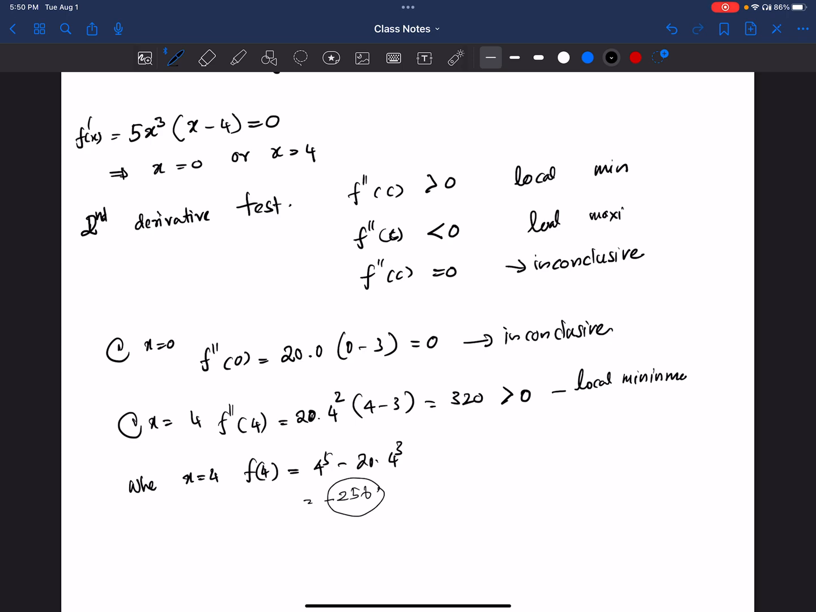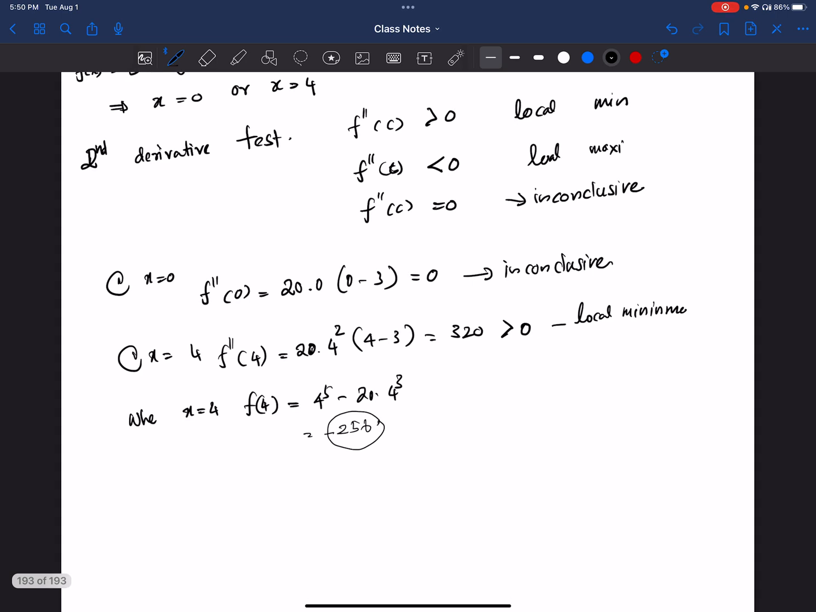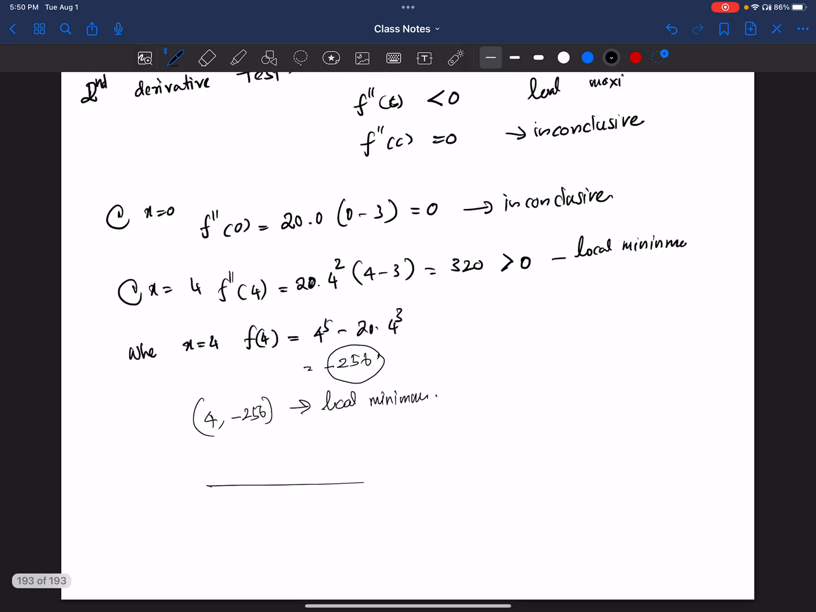That's the value. So we have the point (4, negative 256) is a local minimum. And at x equals 0, it's an inconclusive derivative test. So we have 2 points, 0 and 4. At 4, we know that it's a local minimum.